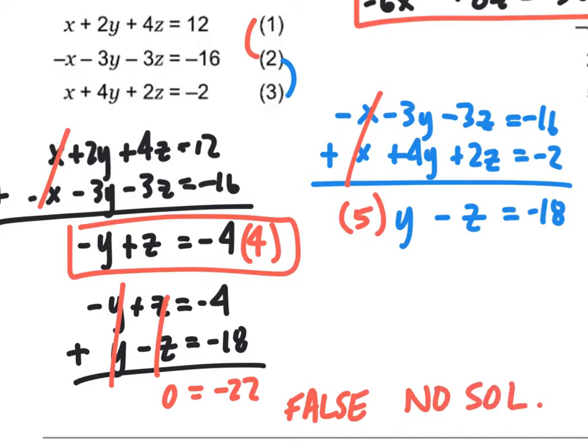Good. Okay? So if you're able to solve these and get numbers, then you'll get solutions. But if you get a false statement, just like in the other one, then you don't get any solutions.